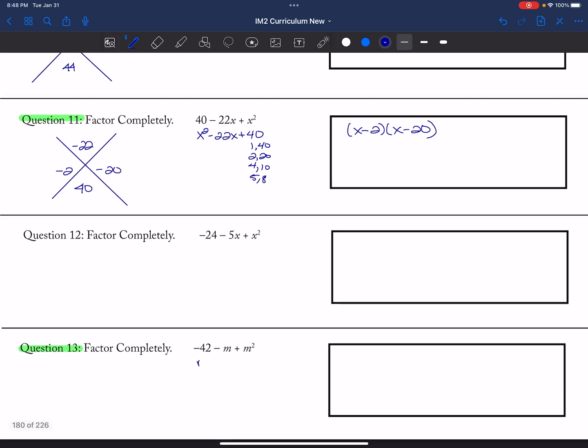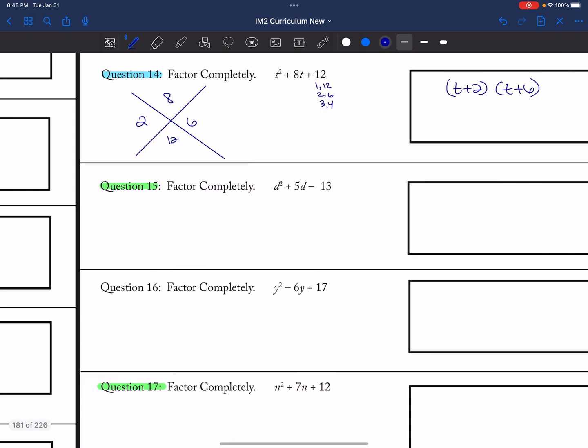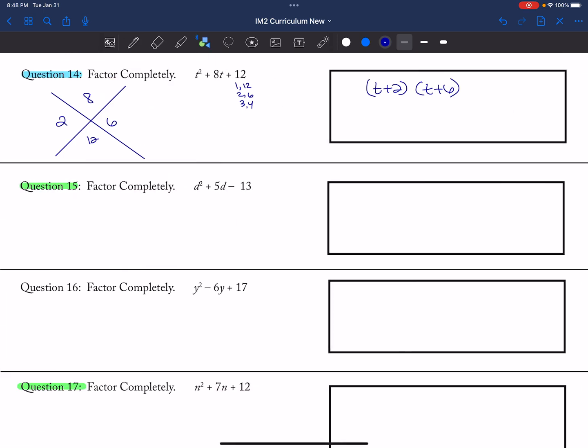Okay, and I am rearranging this so that it comes with the highest exponent of x first. That's how we like to write our factors. So -1 on top, -42 on the bottom, -7 and 6. So this is m minus 7 and m plus 6. Moving right along, we'll do it again. Lots of x's, just like lots of boxes, right? -13. There are no factors of -13 that give me 5, so this is prime.